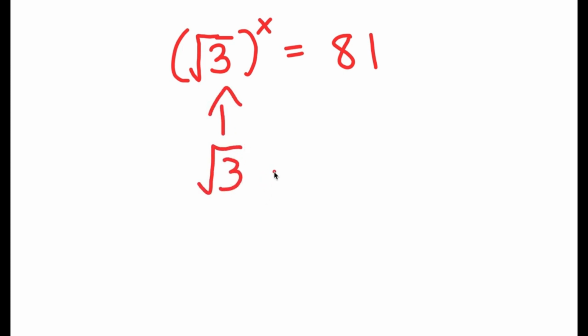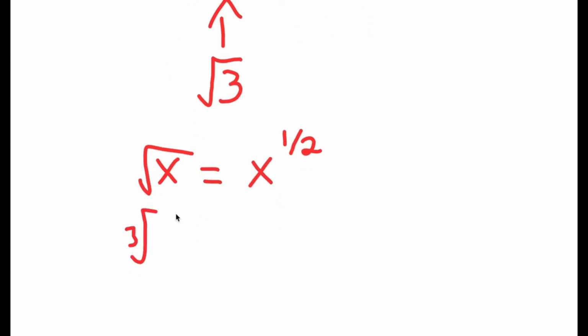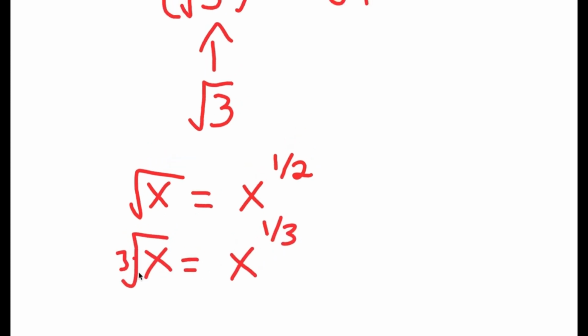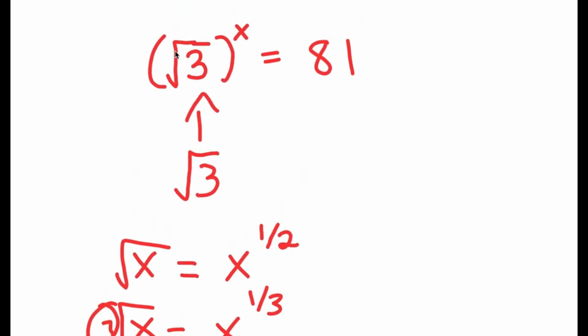Now, the square root of a number, say, the square root of x, is the same thing as x to the power of 1/2, because basically the root here is 2, but we just don't write that. And the cube root of a number is that number to the power of 1 over 3, because we have a 3 over here. So the square root of 3, we can think of 3 as x in this case, and we can rewrite this as 3 to the power of 1/2.